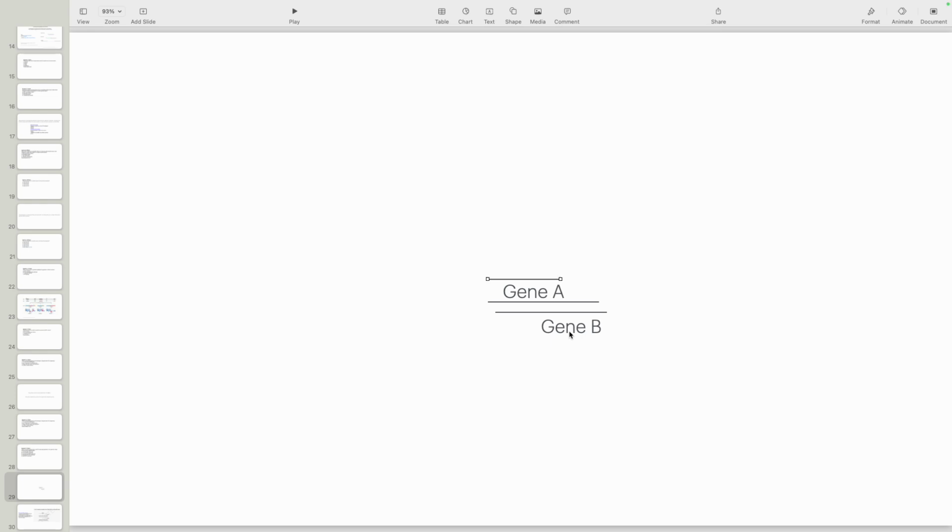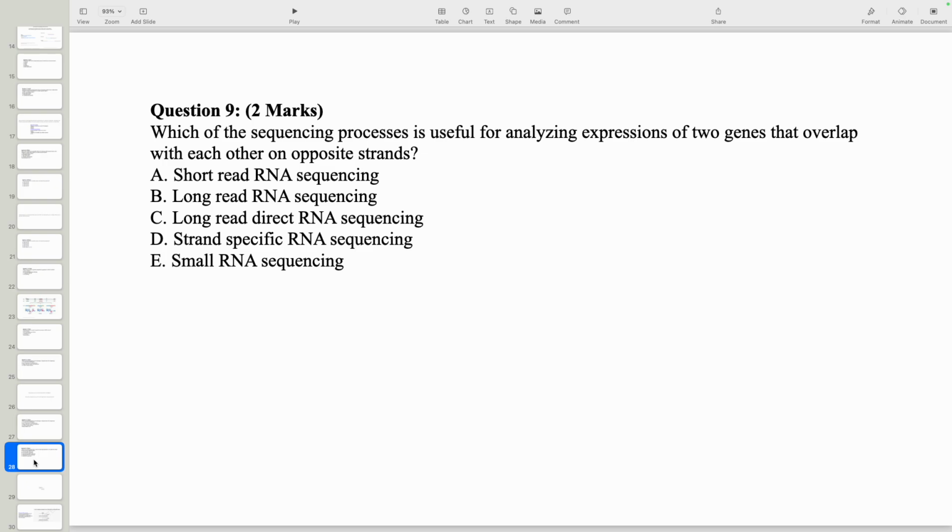and here the read quantification, specifically in the transcript analysis, is very important, because these expression levels give us the information about how these genes are being differentially expressed. But if we compute this read for this gene, we can get false information from here. So in this question, what is asked: for analyzing expression of two genes that overlap with each other on the opposite strand, what sort of sequencing should be done?